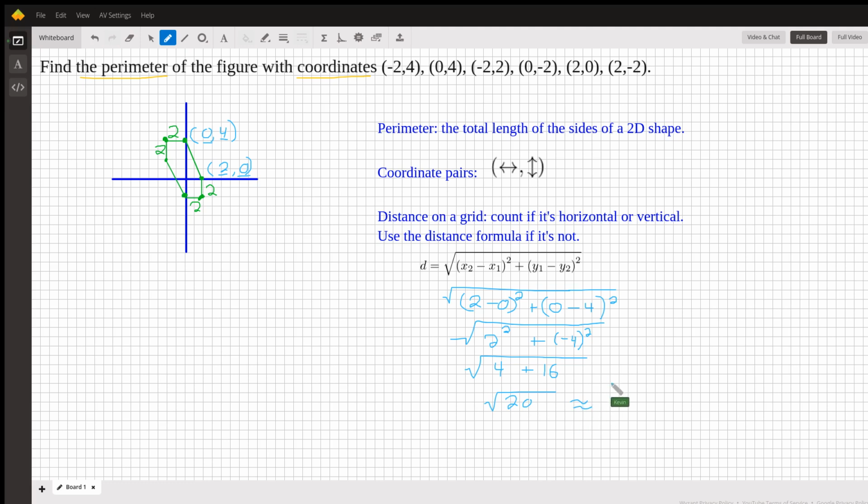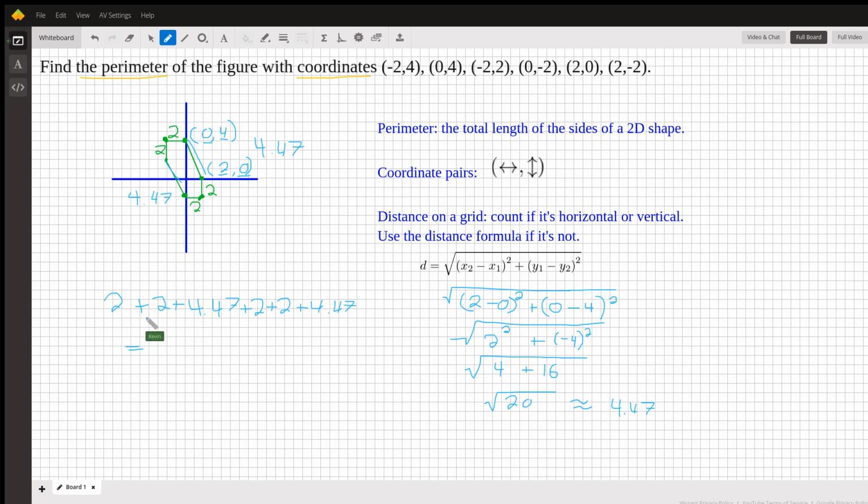So I could say that that's about equal to 4.47 if I do that out on my calculator. So that is that distance, about 4.47. This one happens to be exactly the same, also about 4.47. All I need to do now is add these up. 2 plus 2 plus 4.47 plus another 2 plus another 2 plus another 4.47.